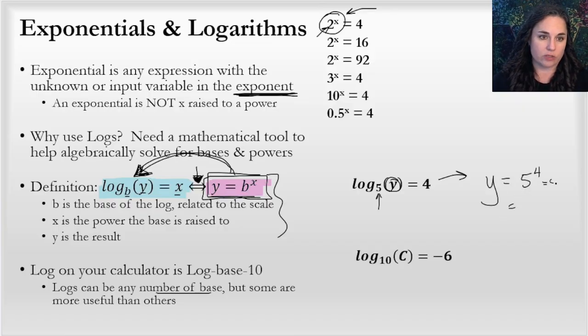Well, I know 5 squared. I have a 5 squared times a 5 squared. 25 times 25 is 625. Okay, so when I solve for y, I actually get a number, and that's the relationship among those.